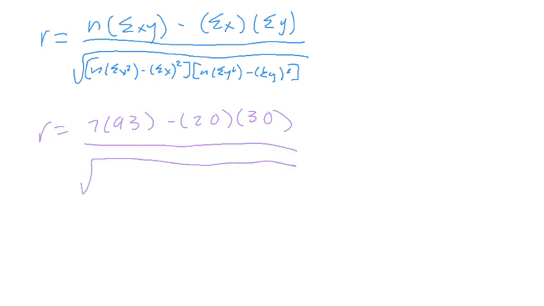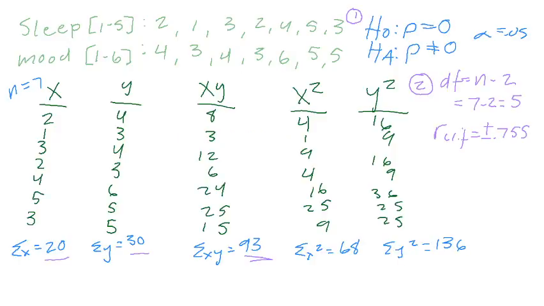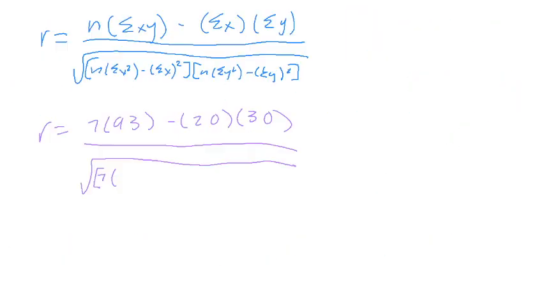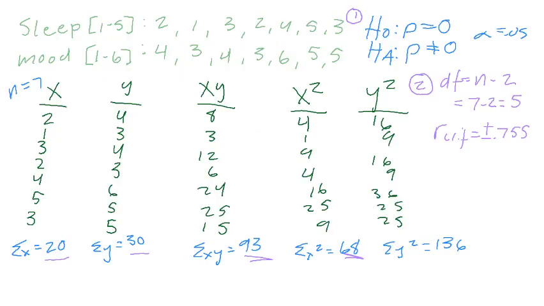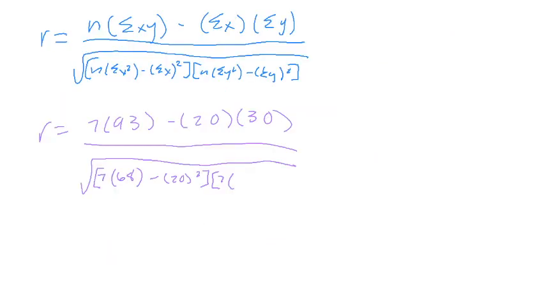And then in the denominator, we have an n of 7 times the sum of the x's squared. Well, that's this value right here, which is 68. And we're subtracting the sum of x, which is the same as this value here. So we're taking 20 squared. All right, we'll do the same for y. We'll take 7 times the sum of y squared, which is 136, and subtract the y's squared.